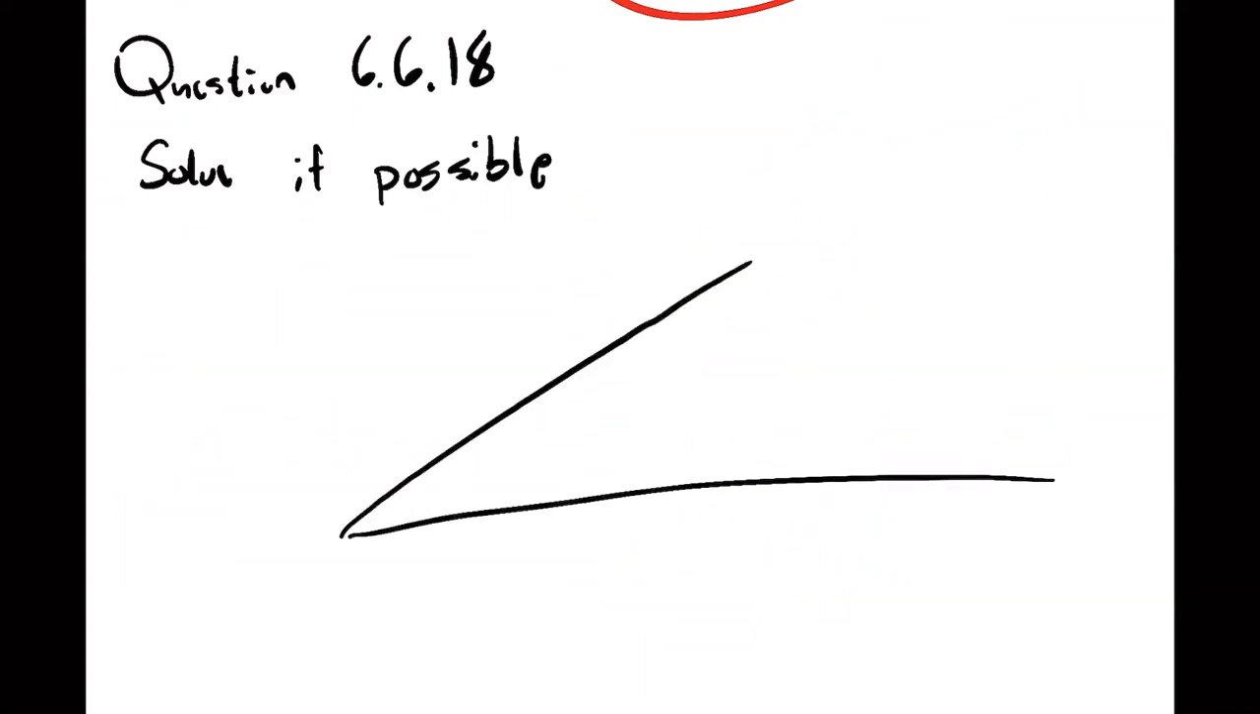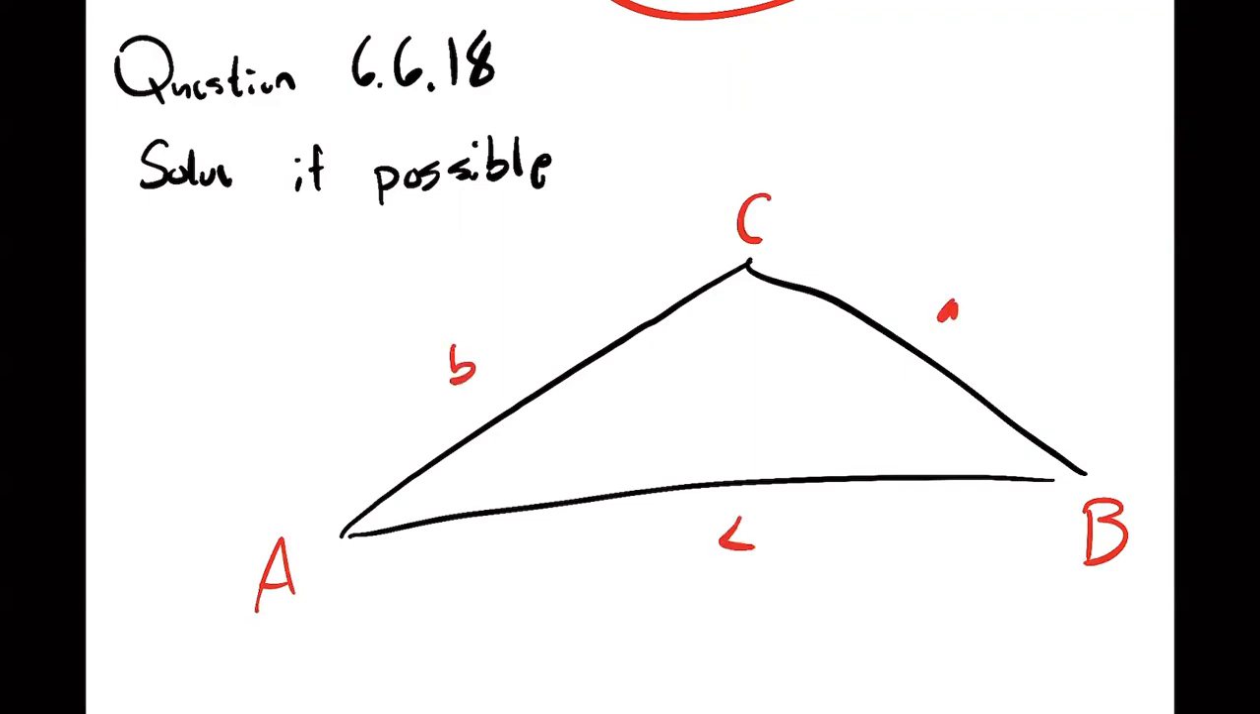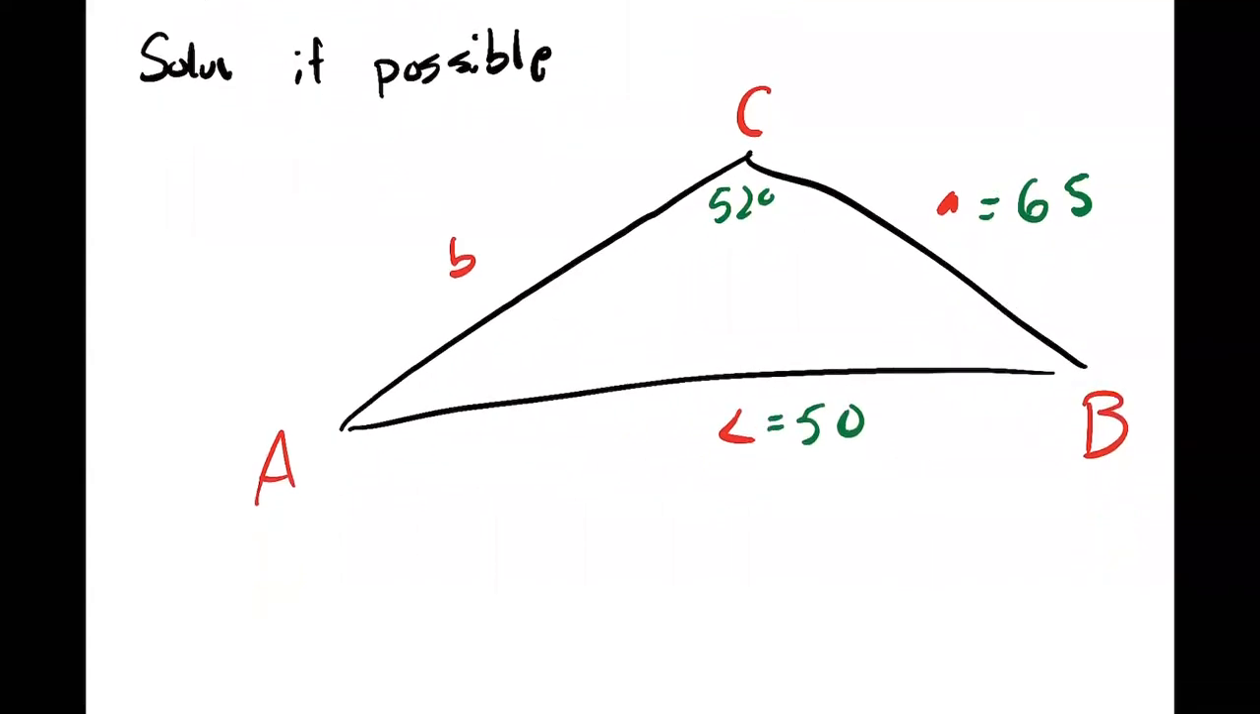And again, we have our triangle here. Let's just label this information. The things that they give us is that little a is 65, little c is 50, and angle C is 52 again. So again, we're going to pick whether we want to use law of sine or law of cosine.